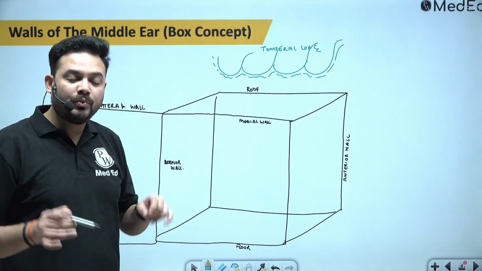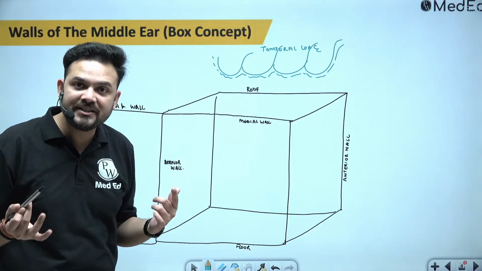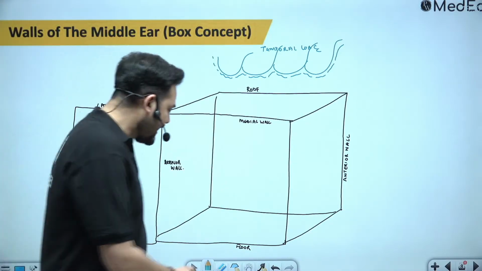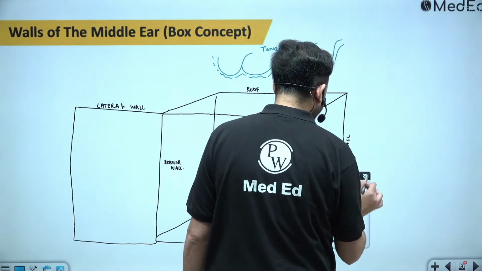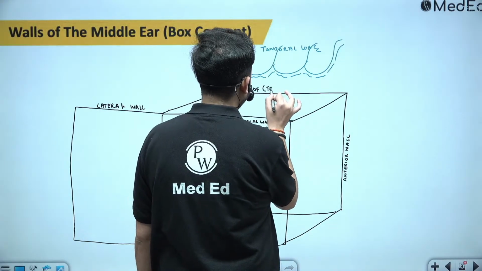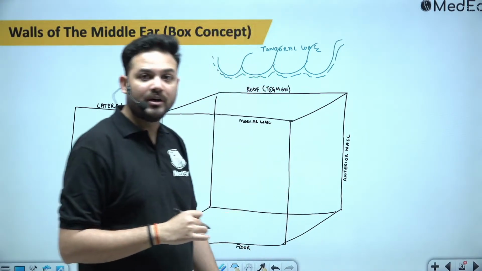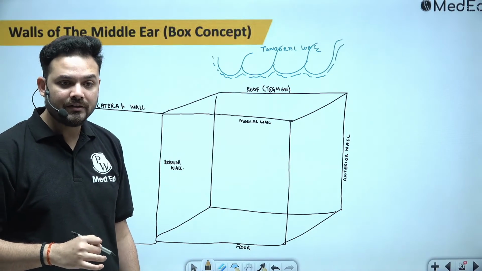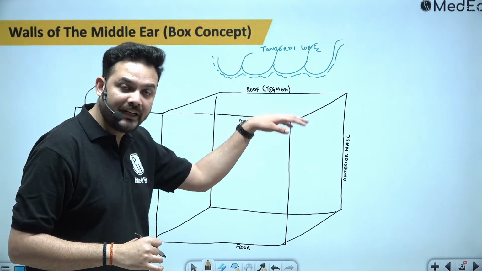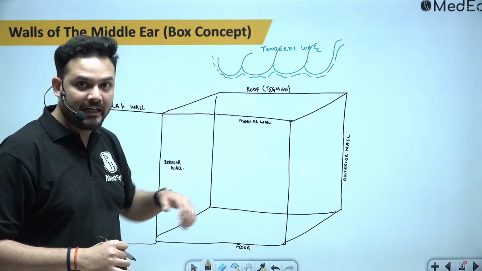We call this area, the roof, by a name. The other name for the roof of the middle ear is tegmen. So this is called the tegmen, or the roof of the middle ear, which is separating my temporal lobe from the middle ear cavity.